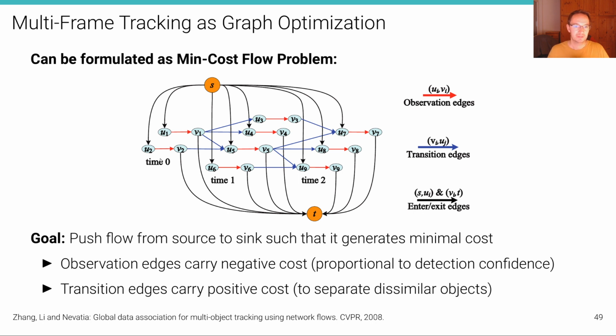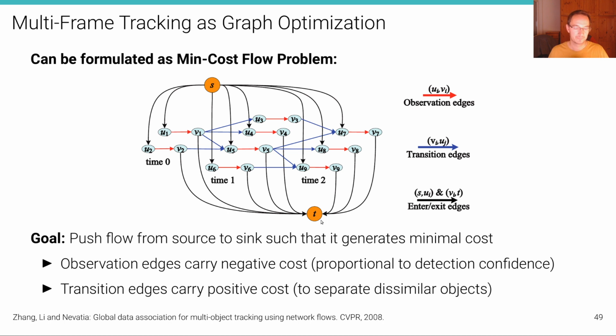The idea is to have each detection create 2 nodes in the graph. So this is one detection at time 0, and this is another detection at time 0, and so on. And then to connect these 2 nodes of a detection with an edge that carries a negative cost proportional to the detection confidence. In addition, we associate these detections to detections in the next frame, and we connect the first node of a detection to the source of that graph, S, and the second to the sink.